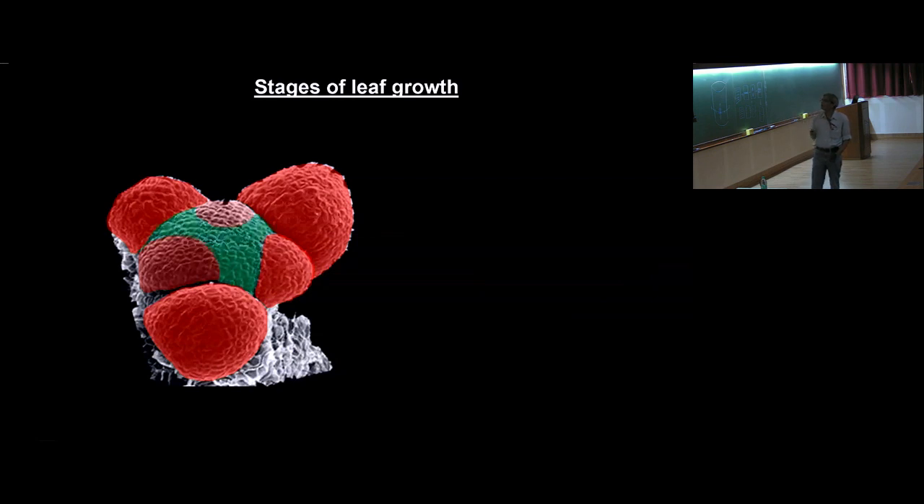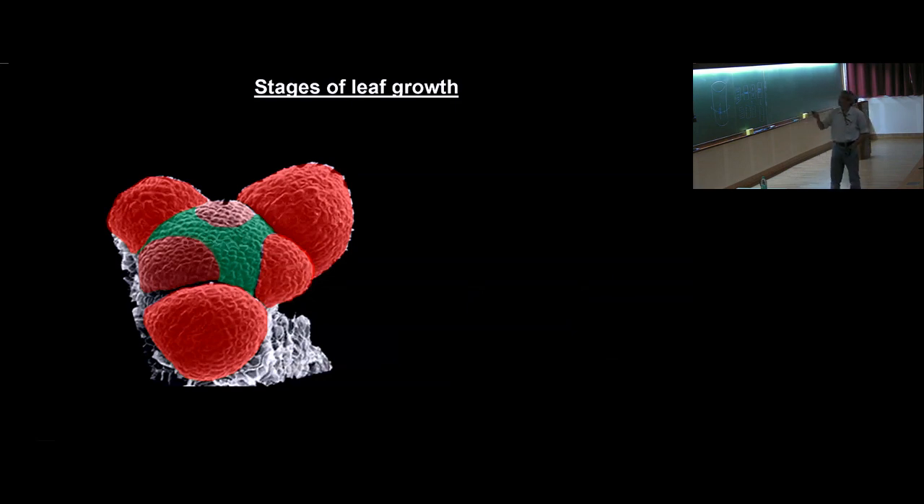The cells that are remaining here, those are the stem cells. These stem cells remain stem cells for the life of the plant. Unlike animals, where all the patterning happens at the early stage of life and after that only growth, in plants the patterning goes on throughout the life of the plant. So the green will maintain greenness throughout the life of the plant.